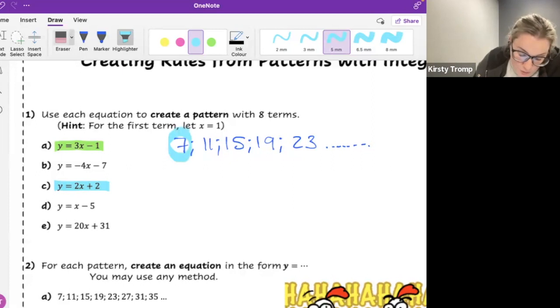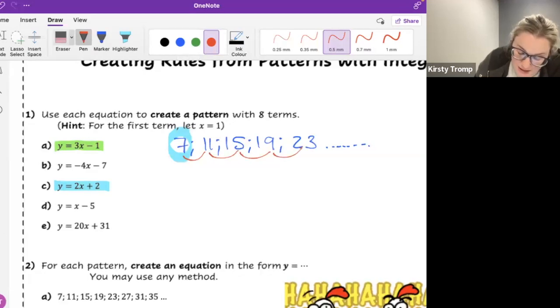All right, what is the difference that I've got between these different terms? Between 7 and 11, I'm adding 4. Between 11 and 15, I'm adding 4. 15 and 19, I'm adding 4. And 19 and 23, I'm adding 4. So the difference each time is equal to 4.